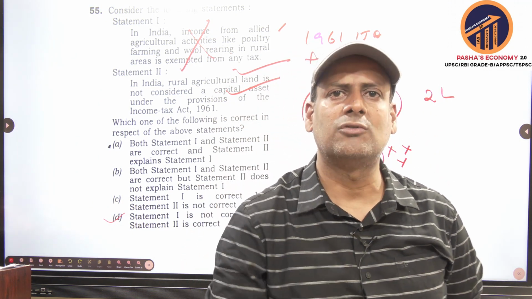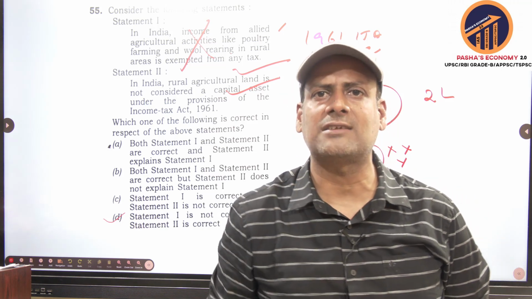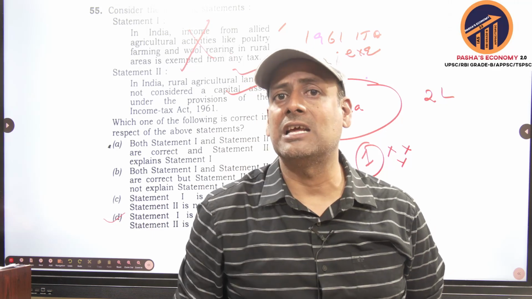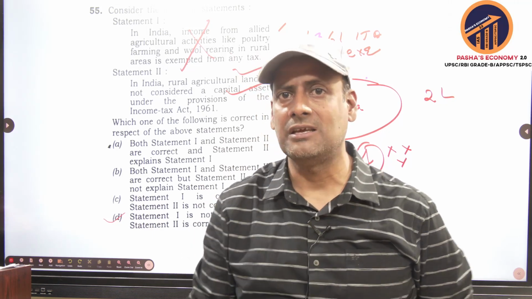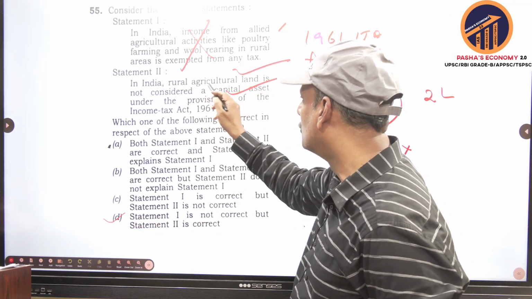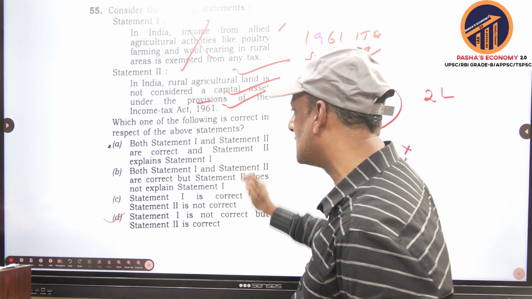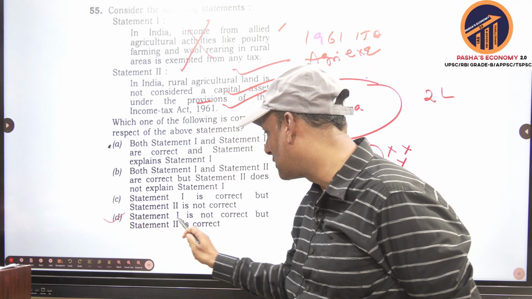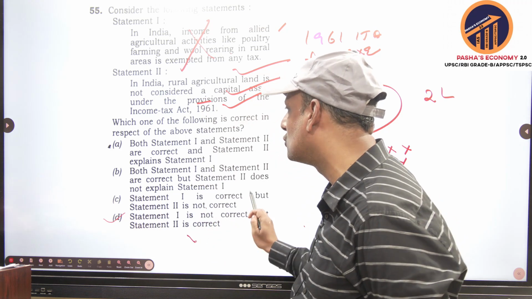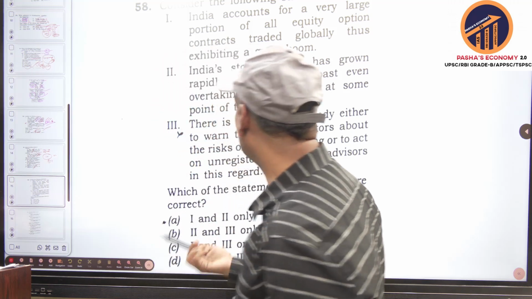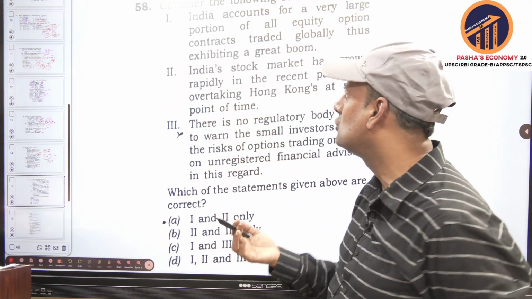When we discuss fiscal policy with respect to taxation, we emphasize that particular point: on agriculture, no capital gains tax applies. So the question straightforwardly asks, friend, whether rural agricultural land is not considered a capital asset under the provision. See, statement 1 is not correct, but statement 2 is correct. Clear? It is a logical answer, and if you have awareness about taxation, you can answer.